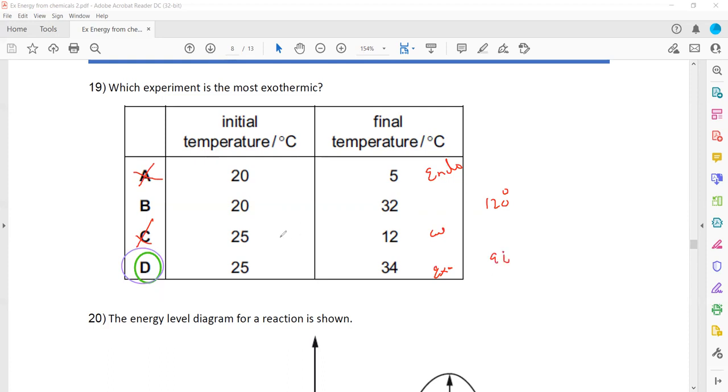So which one shows a greater change in temperature? Not the highest temperature, the change in temperature. For experiment B, 20 changes to 32, so it is a 12 degree change in temperature. But for experiment D, 25 changes to 34, it's only 9 degrees. So the correct answer is B, because the one which shows a greater change in temperature is the most exothermic.